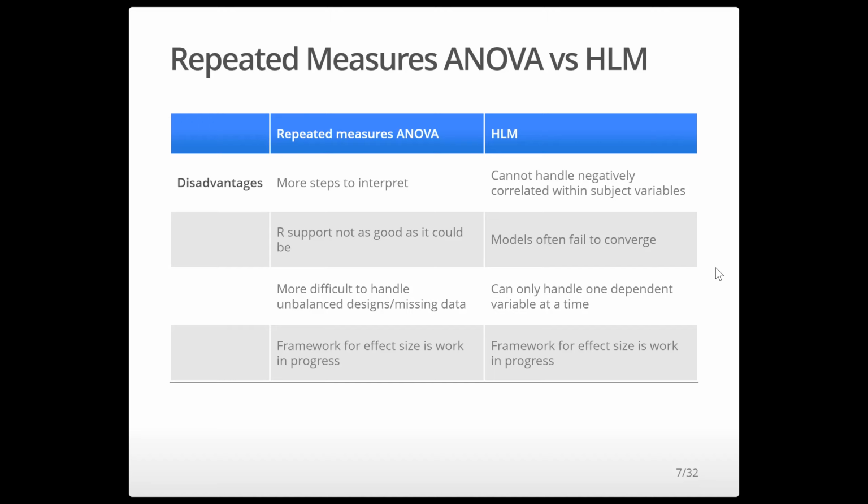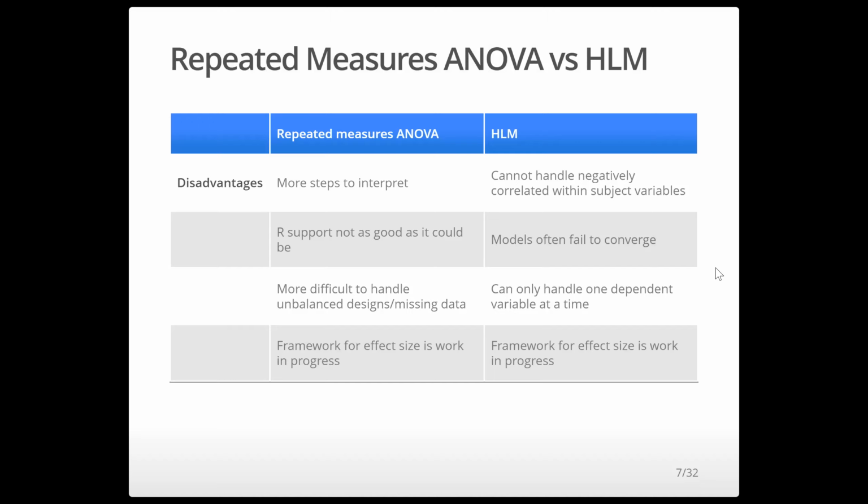I think it's partly because HLM is so popular, and R really never got off the ground with repeated measures ANOVA. In a lot of cases, HLM has supplanted repeated measures ANOVA for a lot of the most common things that you'll see, but again, not everything. So it's important to know both.